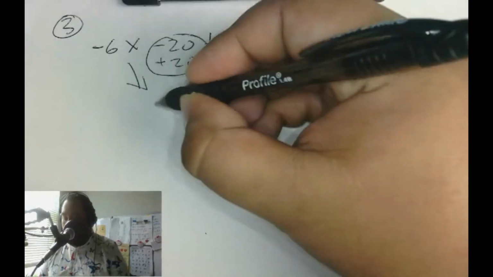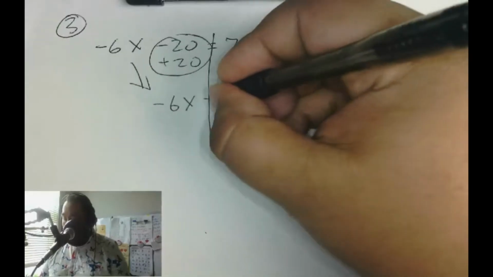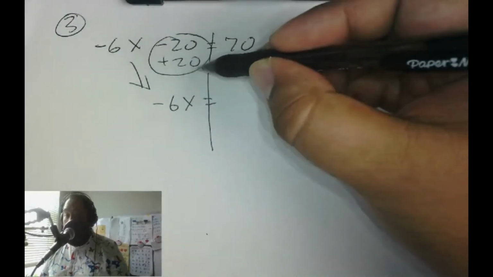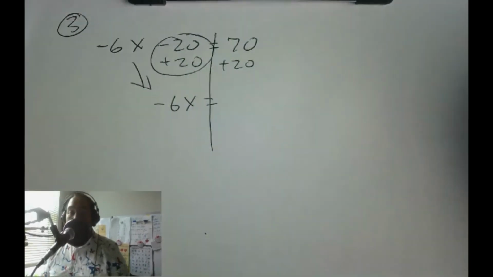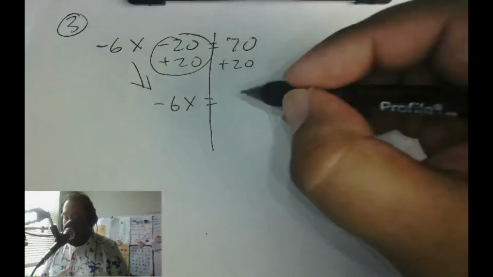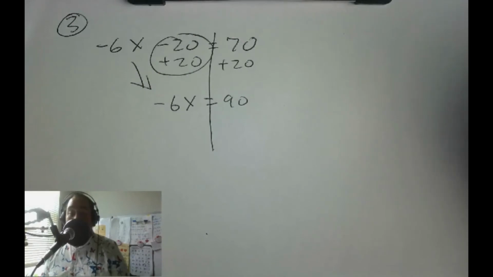And all I'm left with is the negative 6x. So I'm going to go ahead and bring that down. But remember, whatever I do to one side, I got to do the other to keep it equal. So I added 20 on this side, so over here on this side, I'm going to add 20 as well. So 70 plus 20 is equal to 90. So negative 6x equals 90.